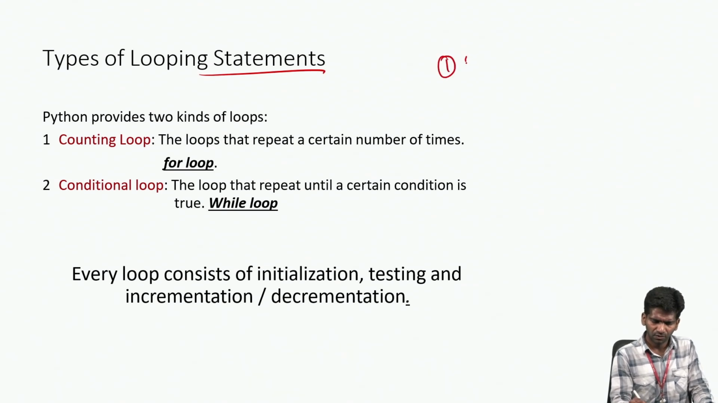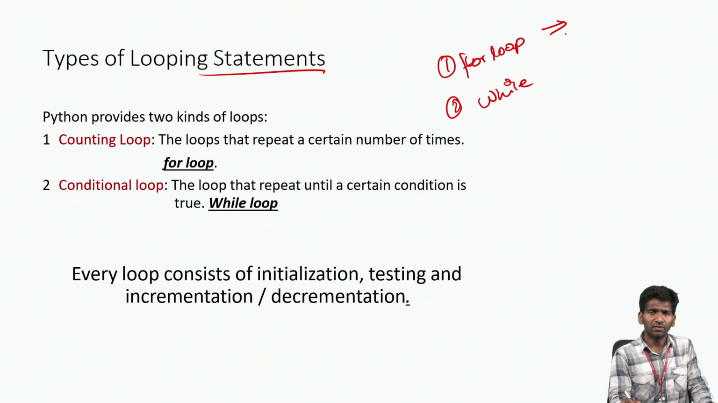In looping statements we have two parts. One is the for loop, the other one is the while loop. So when can we use a for loop, and when can we use a while loop? When we have a certain condition, till this condition is satisfied, we will execute the while loop.